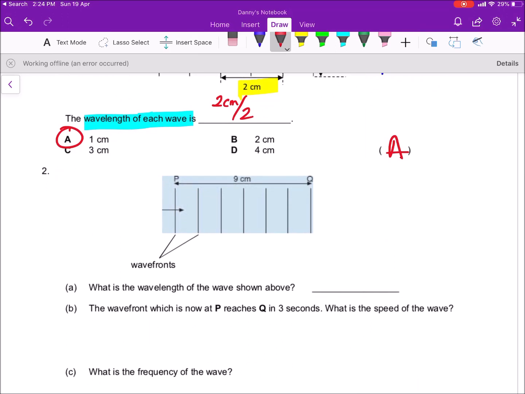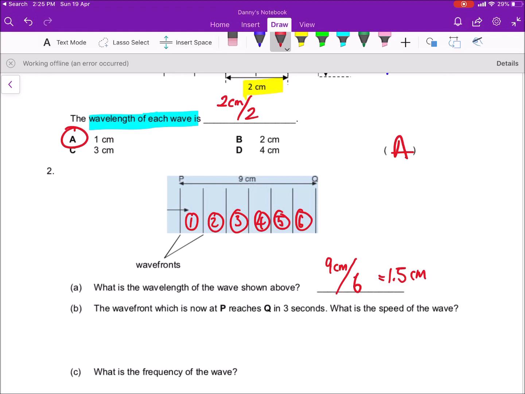Okay, how about question 2? How many waves are there and what is the wavelength? We want to know 9 cm divided by how many complete waves? So I want you to count. Okay, it should be 1, 2, 3, 4, 5, 6. So you would have 9 divided by 6, which is 3 over 2, 1.5. Okay, so that is your wavelength.